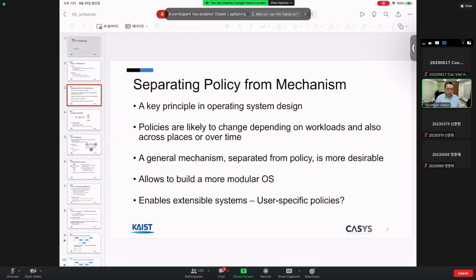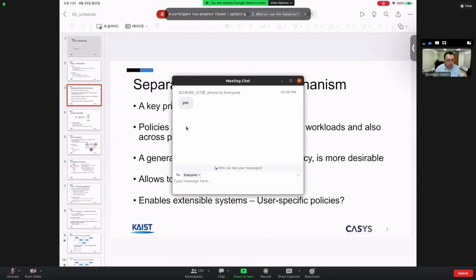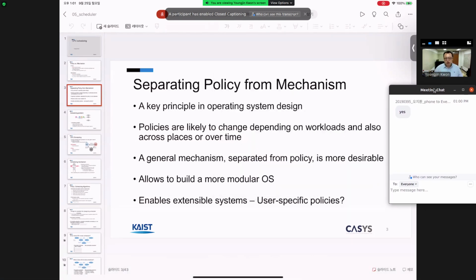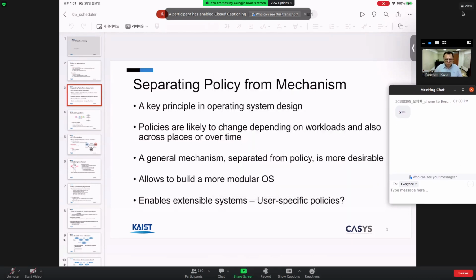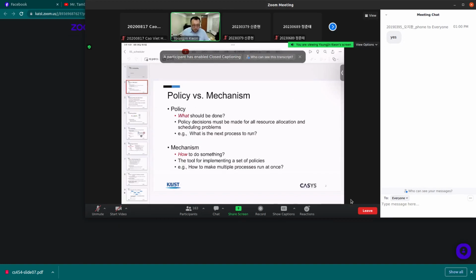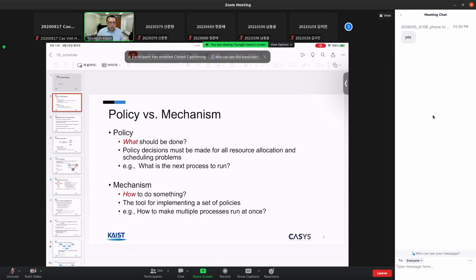Mechanism is the part that is less likely to change. Mechanism describes how things work, and policy changes according to its context or application. Policy is what should be done, and mechanism is how to do some operation.